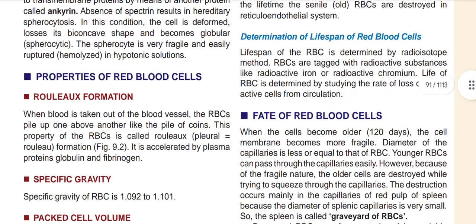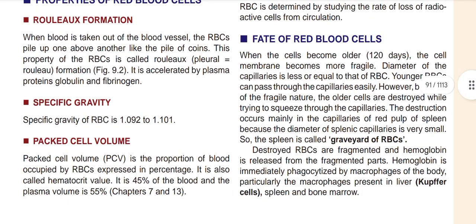Okay. Now, fate of red blood cell. We will discuss a little bit about this portion. The fate of RBC is a very important topic, so we will discuss it in more detail in another video. But we will generally discuss it here.